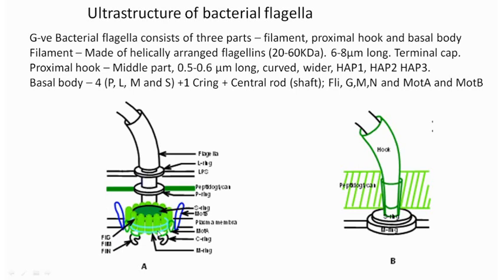This is the L ring because it is positioned at the lipopolysaccharide layer, and the second one is the peptidoglycan P ring, peptidoglycan ring. The third one, you can call them together because they are mostly associated, the SM ring, the M ring and the S ring. M ring is the membrane ring, and the S ring is the supramembrane ring. Both are juxtaposed one above the other. The S ring is comparatively smaller than the M ring, and there is a central rod that acts like the shaft of a motor inside these rings.